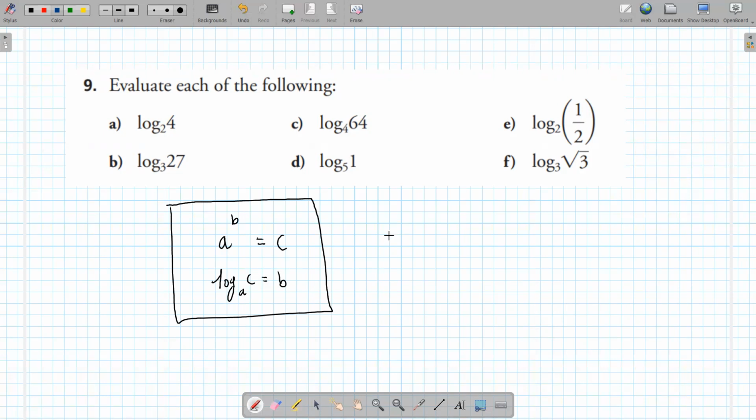Here's a quick example. If you have 2 to the power of 3, we know that is 8. If you want to write it in this form, it's going to become log base 2 of 8 equals 3.